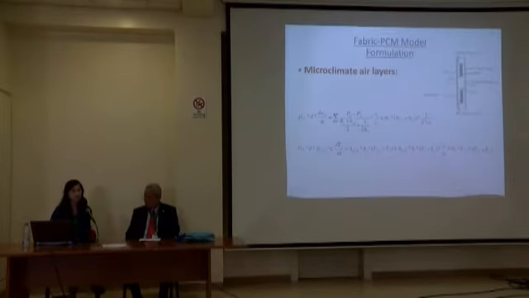So these are the equations of the microclimate air. The first equation, the humidity ratio, will be calculated at each time step. Of course, it will depend on the vapor pressure difference. And the second one is the temperature equation. The same goes for the macroclimate air.